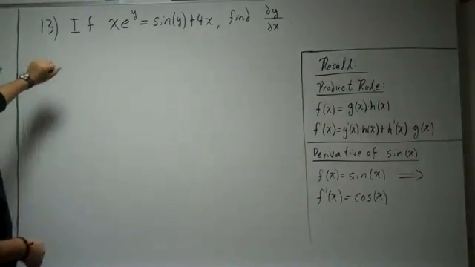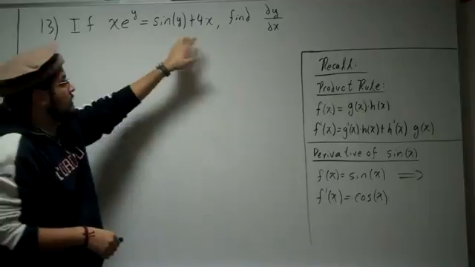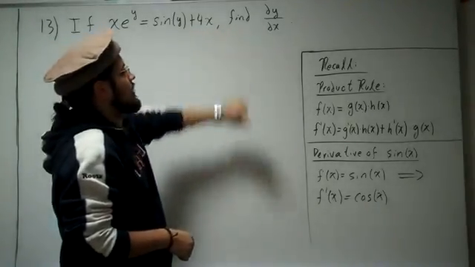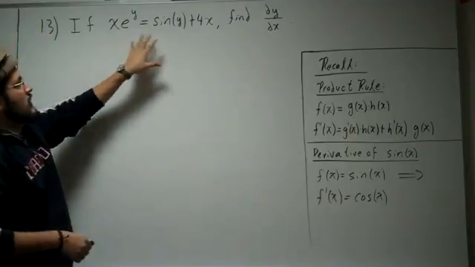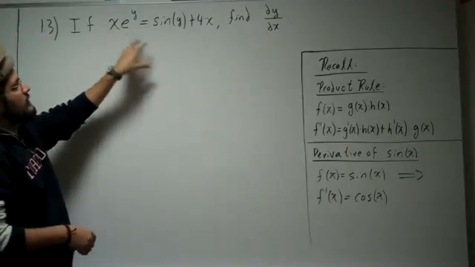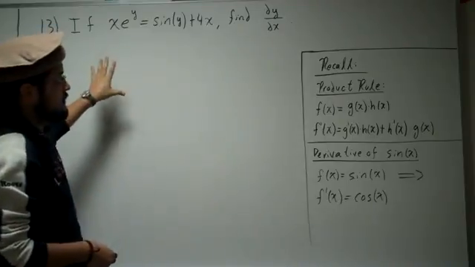Problem 13. Problem 13 says, if x times e to the y is equal to sine y plus 4x, we need to find dy/dx. Usually what we try to do is solve for y, but in this case we can't solve for y and just take the derivative of y. So what we have to do is implicit differentiation.